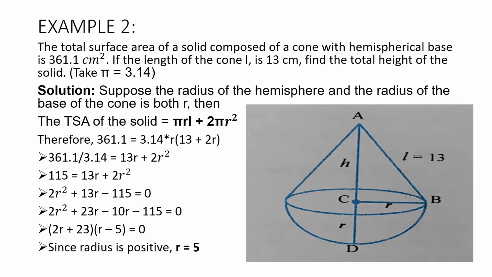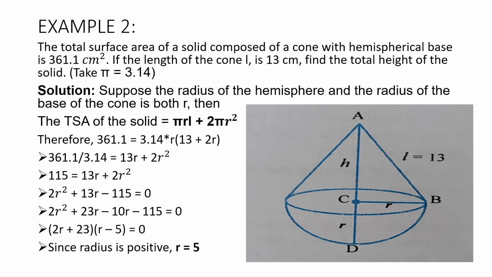Example 2. The total surface area of a solid composed of a cone with a hemispherical base is 361.1 centimeter square. If the slant height of the cone is l, which is 13 centimeter, find the total height of the solid. Take pi is equal to 3.14. So from the diagram we can see that suppose the radius of the hemisphere and the radius of the base of the cone are both r. Obviously both will have the same radius.